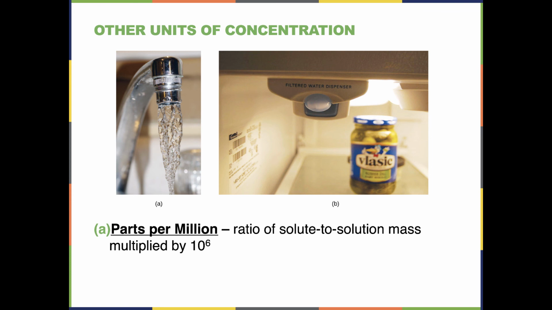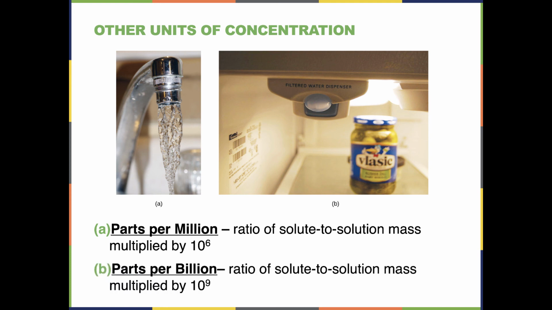Parts per million and parts per billion are two units that are used to measure things of very low concentration. It's the ratio of solute to solution mass multiplied by 10 to the 6. So it's the ratio of masses. So it's a mass percentage, but it's multiplied by 1,000,000 because the mass of the solute is extremely small compared to the mass of the solution. And the same thing is true in parts per billion, except you multiply it by 1 billion instead of 1,000,000.